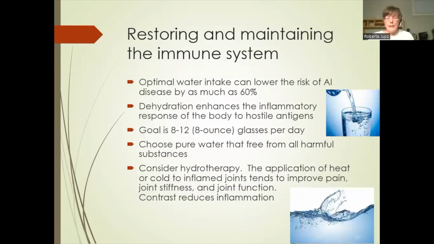So you want to drink plenty of water. How much water should we be drinking? Half our weight in ounces. So if you weigh 200 pounds, you want 100 ounces. If you weigh 150 pounds, you want 75 ounces. And just have that throughout the day. Don't have it all at one time.